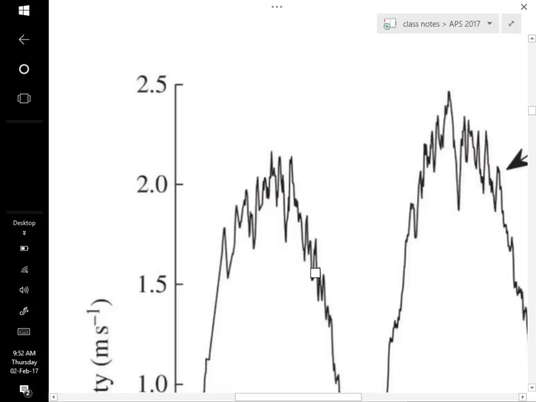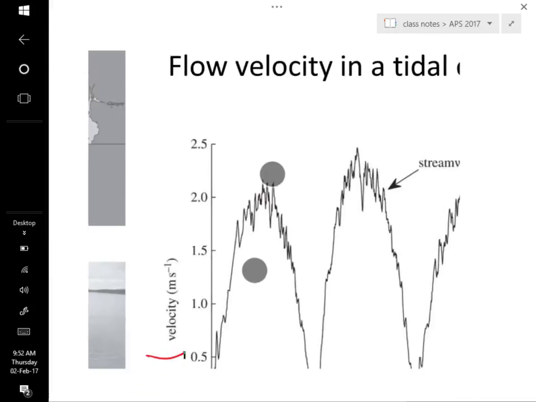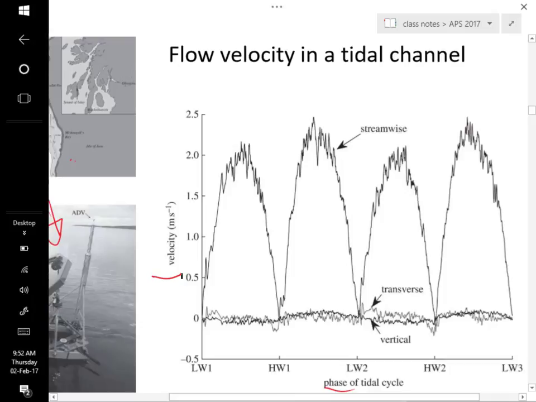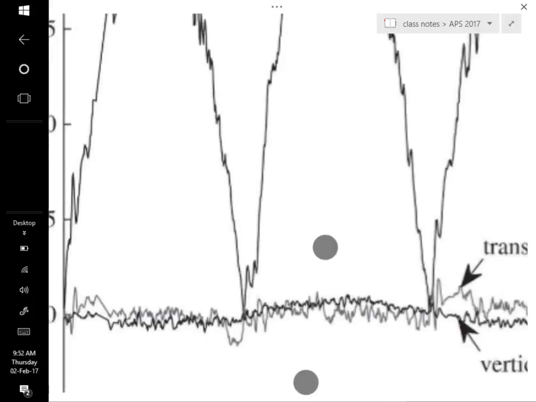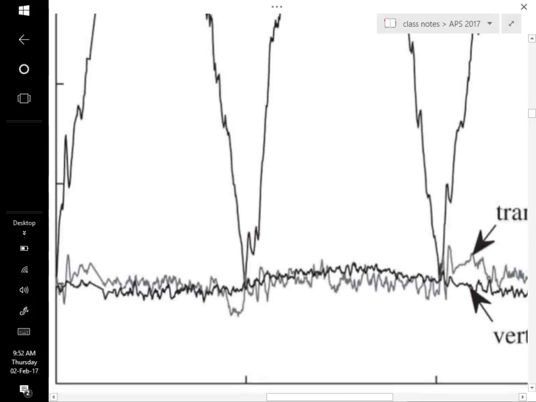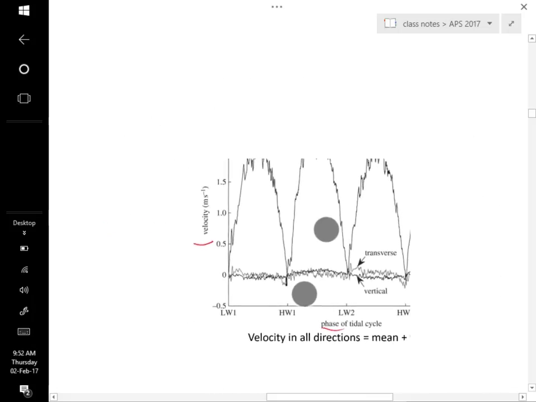Okay, so this is what the flow is actually doing. And this is in the direction of the flow, and then this instrument can also measure perpendicular to the flow direction, horizontally and vertically, and the flow in these directions is less, but you can see that it's not zero, and it has this kind of broad change here, but then this fluctuation that is happening as well.